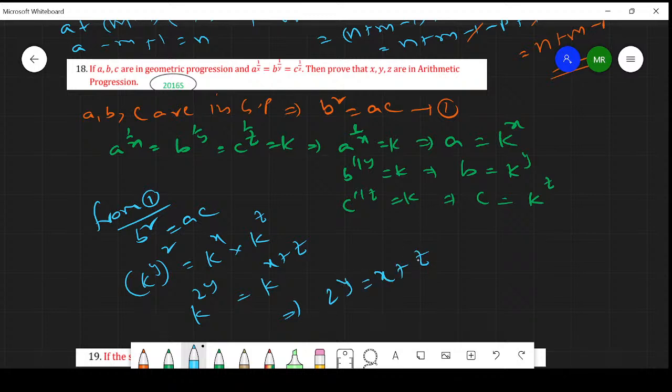When you get 2y equal to x plus z, the conclusion is that x, y, z are in AP. Whenever 2y equal to x plus z, we can conclude that x, y, z are in AP. It's a simple problem, but an important problem. I hope you understood this. If you did not, please ask me and I will repeat again.